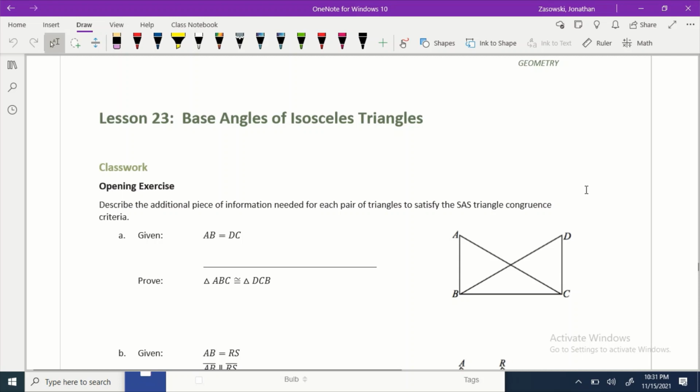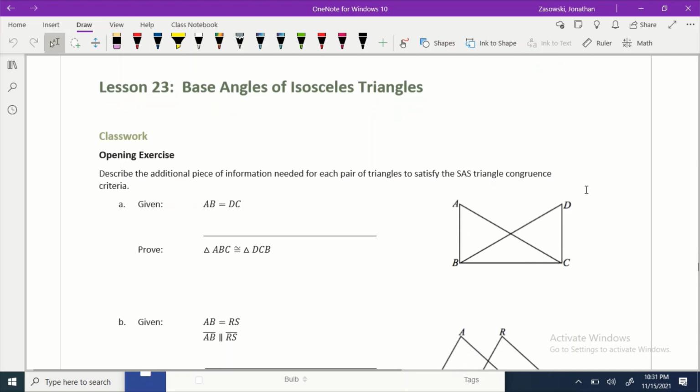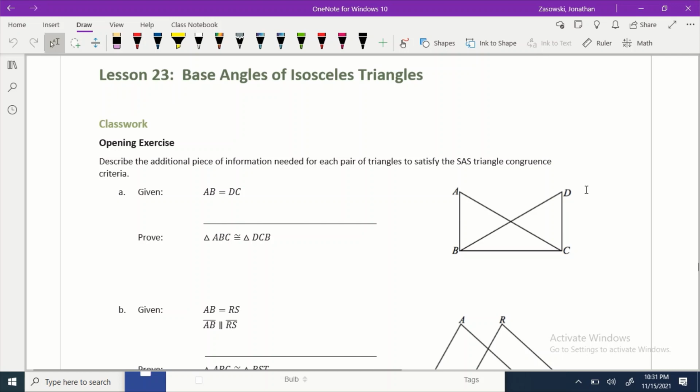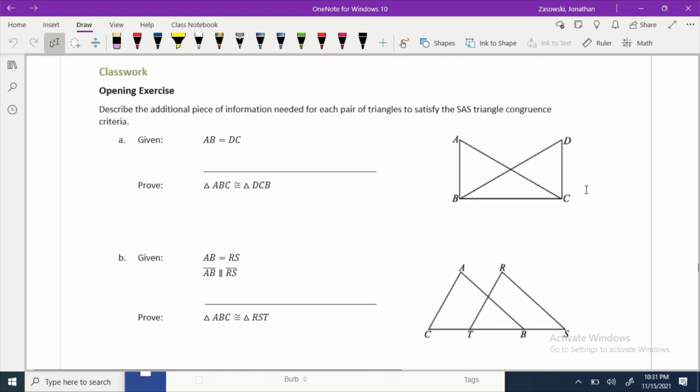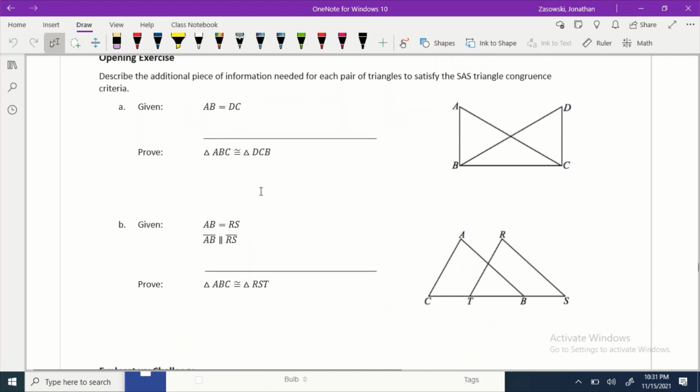All right, welcome back for the next lesson here, lesson 23, base angles of an isosceles triangle. So we're going to start with a little opening exercise. All right, so take a look at the first one. What other information do you need in order to show that these two triangles are congruent?